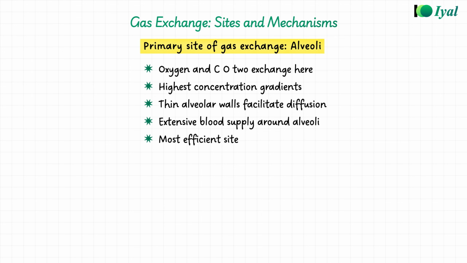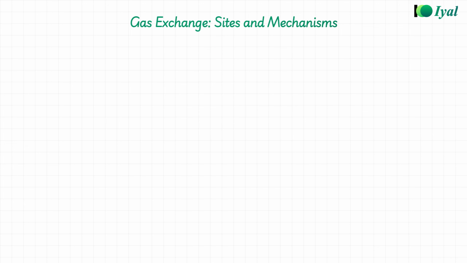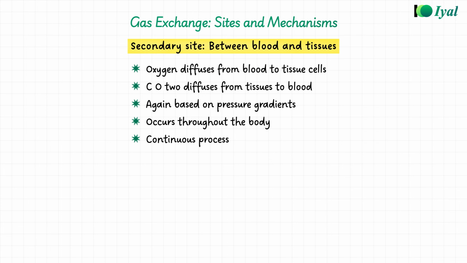Now, let us talk about where gas exchange happens. The primary site is the alveoli. Remember, alveoli are those tiny air sacs at the end of the bronchioles. These are the sites where oxygen from the air enters the blood and carbon dioxide from the blood enters the air. Why are alveoli so perfect for this? Because they have very thin walls, almost transparent, and around them are blood capillaries. So you have air on one side and blood on the other side. Separated by just a thin barrier, gases can easily diffuse across.